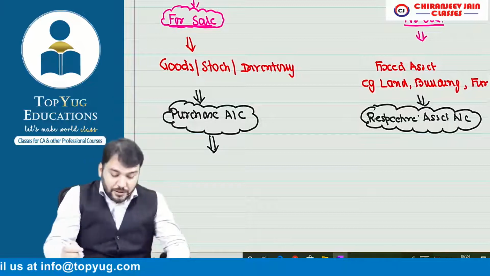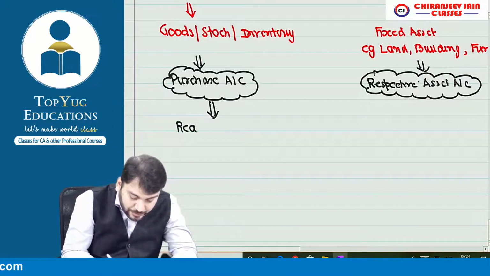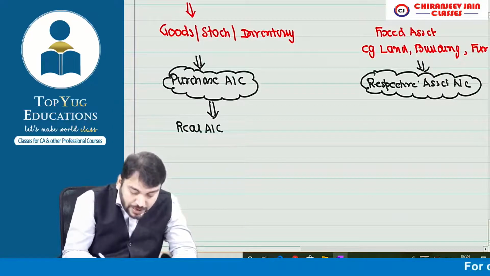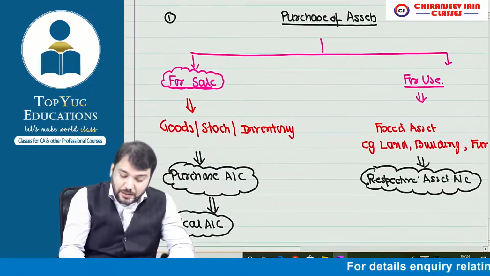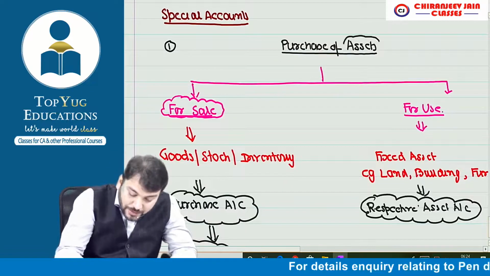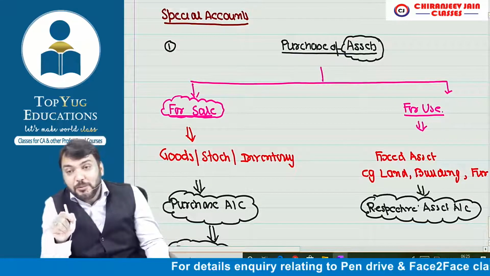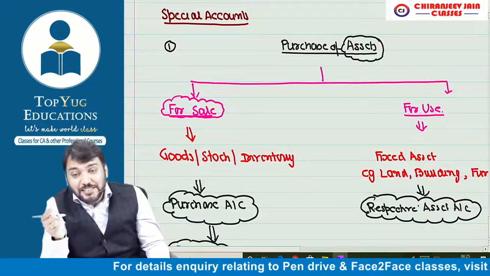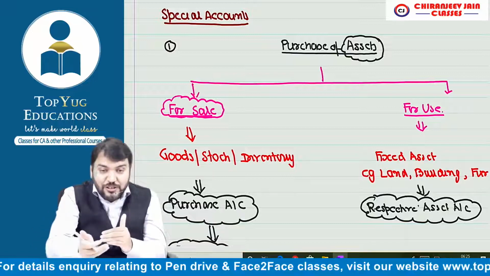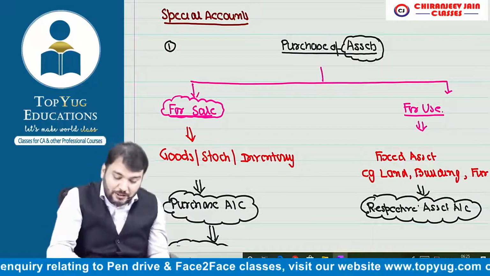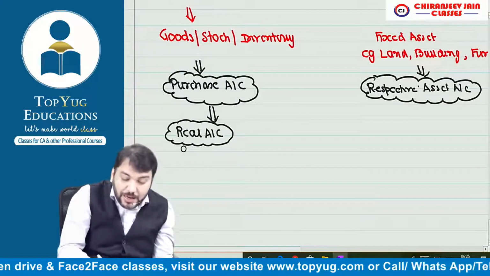Very good. Excellent. Many of you have said real account. Why? Because right now you have purchased it. Until now the benefit is not derived. Can I say the benefit will be derived when it is sold? So when you purchase it, it represents goods. Goods is an asset. So can I say the purchase account is a real account?